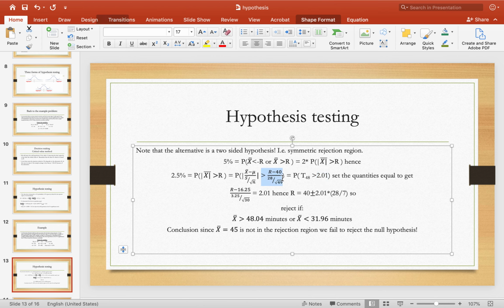Now, I know that these two quantities have to be equal, so I set them equal to each other and solve for r. So r is going to be 40 plus or minus this 2.01 term. This plus or minus comes from the absolute value, so don't worry about it. Just know that when you have a two-sided alternative, you're going to do plus or minus. So we're going to reject if x bar is greater than 40.04 minutes or if x bar is less than 31.6. Since x bar is 45, it doesn't meet this criterion. It's not greater and it's not less, so we fail to reject the null hypothesis.